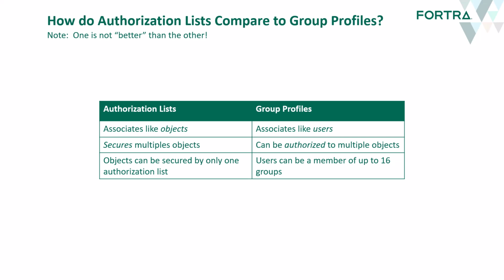The authorization list is going to secure multiple objects, just like we saw in that example where we had those 3 files being secured by one authorization list. But an object can only have one authorization list. A group can be authorized to multiple objects, so you can grant private authorities even to a group profile. And users can be members of up to 16 groups.